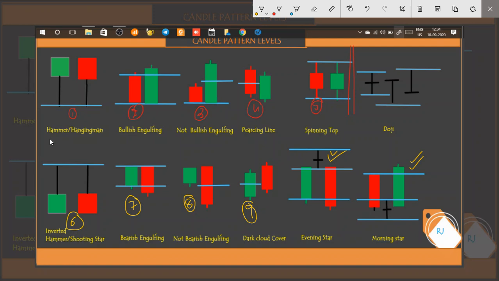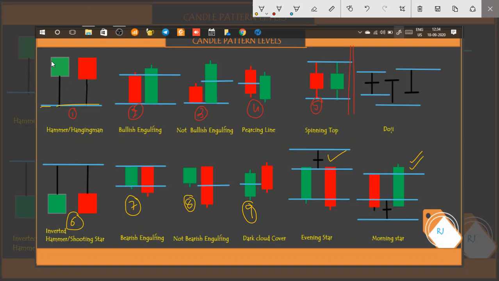In this video we are going to discuss how we can draw strong levels by using just a single candlestick. We are not going to look at the left part of the chart. Just by seeing these candlesticks we can draw the exact levels in a market from where the market may reverse. So let's start with the first candlestick pattern, that is hammer or hanging man.